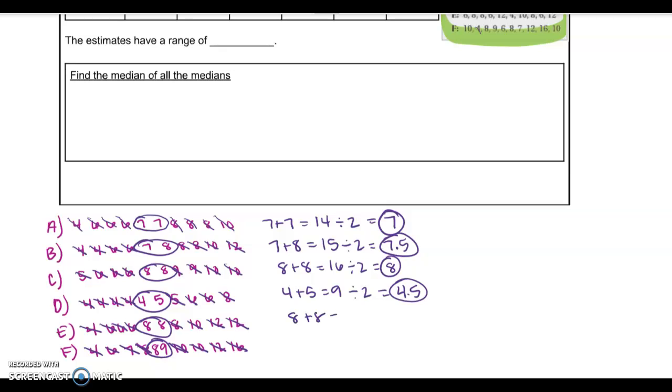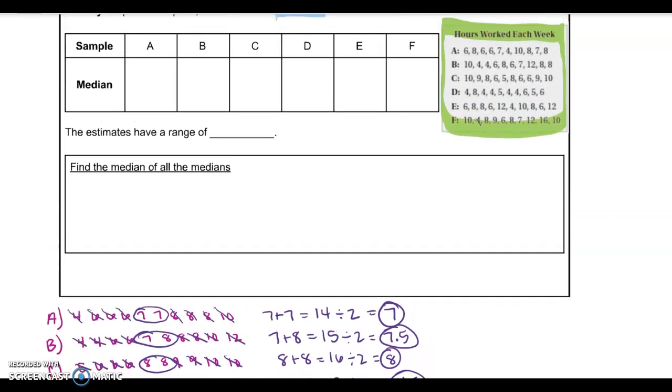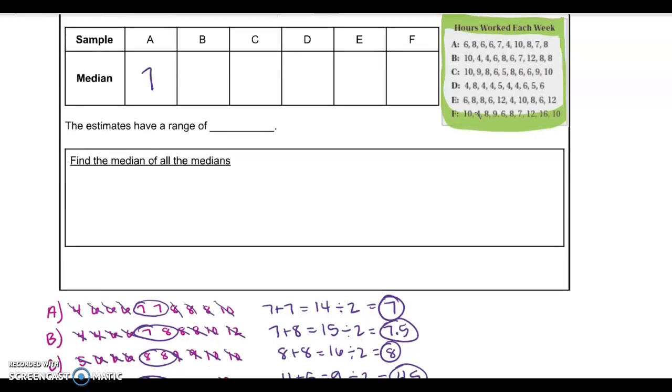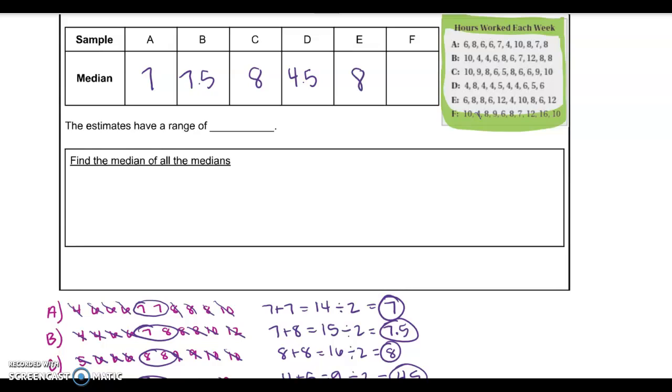8 plus 8 equals 16. Divide by 2, and we get 8. And then 8 plus 9 is 17. Divide by 2, we get 8.5. So I'm going to record these up here. For school A it was 7, B was 7.5, C was 8, D was 4.5, then E was 8, and our middle number for F was 8.5.